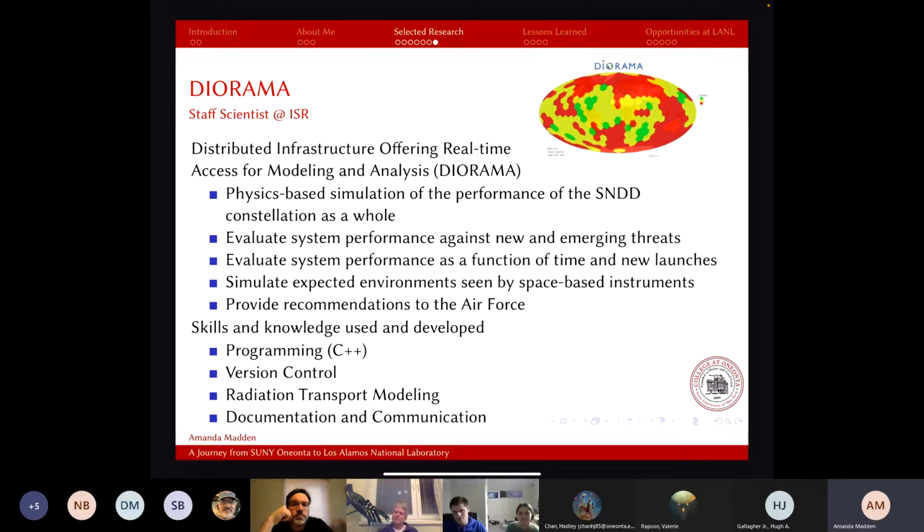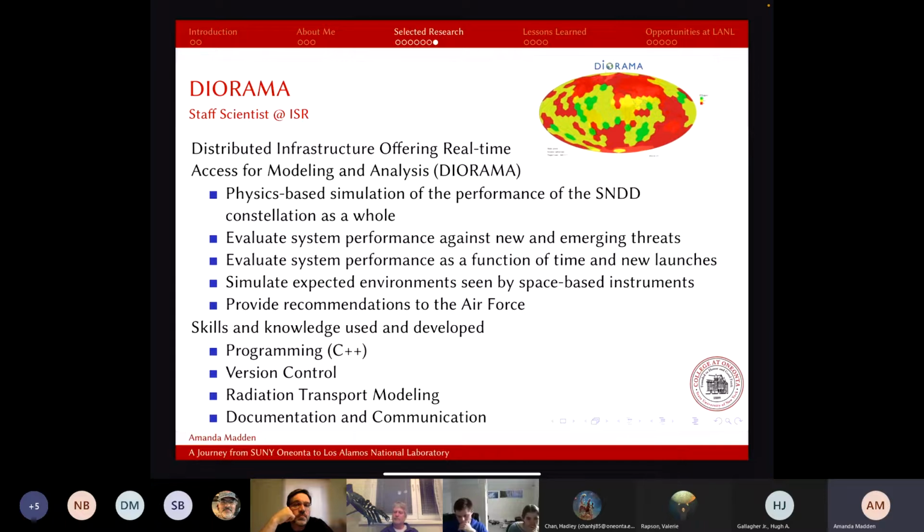We were doing things that were propagating what the EMP signal looks like, and is that going to get disturbed as we try to send signals back down to Earth? So there was a lot of physics going on here, not just straight up coding. And this tool allowed us to do really important things like evaluate the system performance against new and emerging threats.